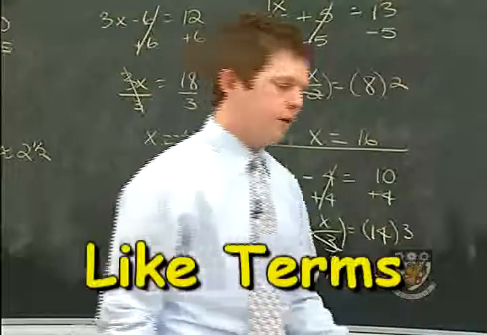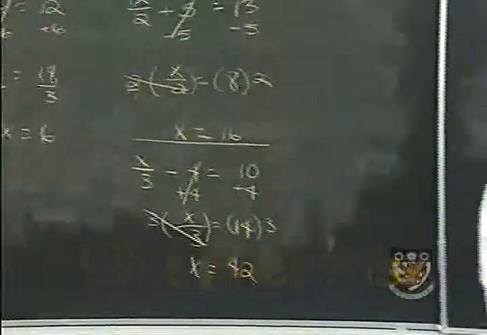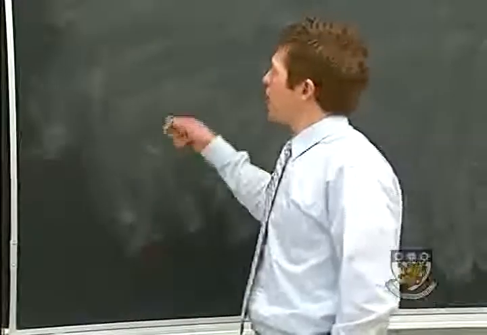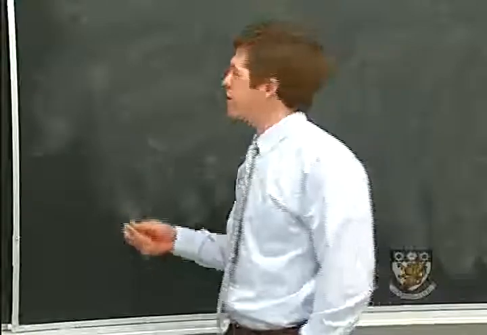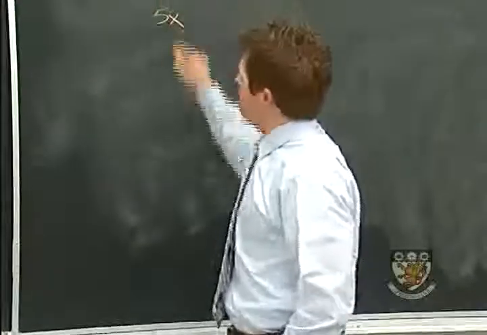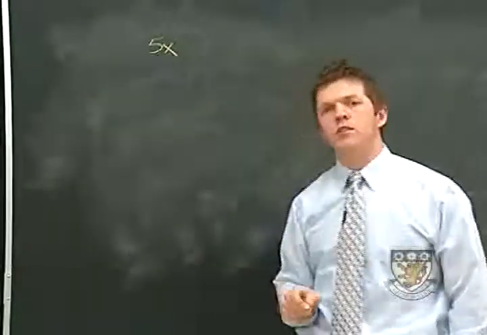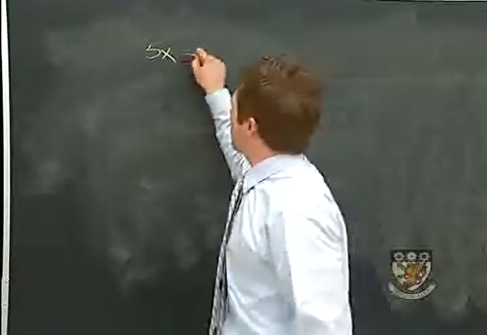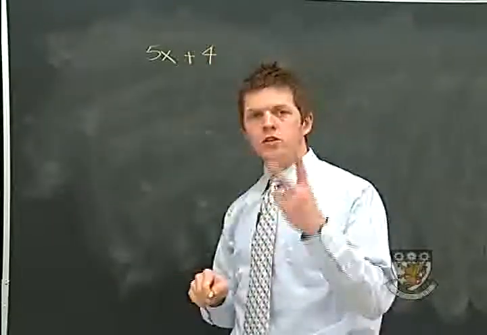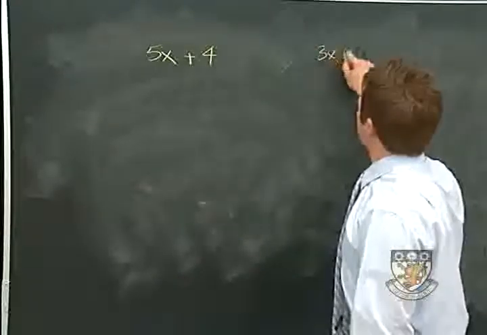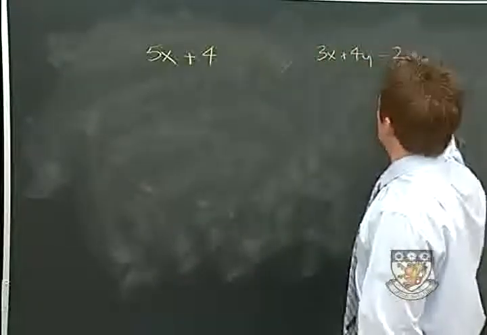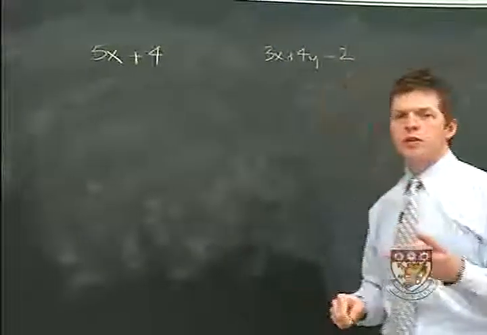Now we're going to look at a concept called like terms. Like terms, first of all, are when you have numbers and variables. A term is separated by addition or subtraction. So if I have 5x, that is one term. There is no addition and subtraction there. If I have 5x plus 4, that is two terms. If I have 3x plus 4y minus 2, that is three different terms.